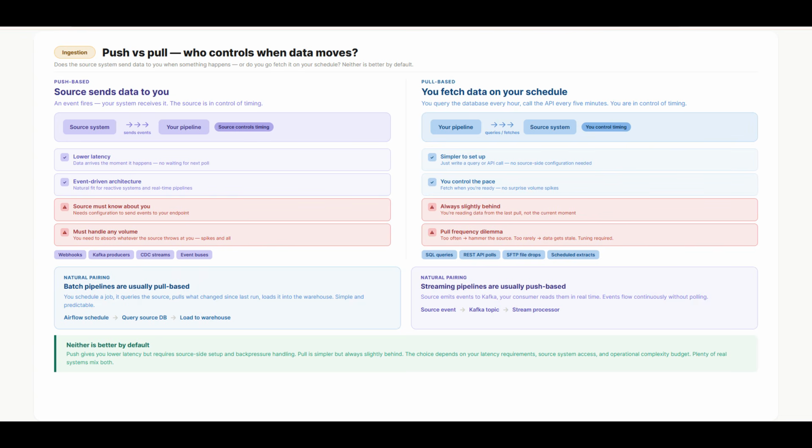But it means the source system needs to know about you, needs to be configured to send events to your endpoint, and you need to be able to handle whatever volume it throws at you. Pull is simpler to set up in a lot of cases. You just write a query, but you're always slightly behind. And if you pull too often, you risk hammering the source system. Pull too infrequently and your data gets stale. Finding that balance takes tuning. In practice, most batch pipelines are pull-based, most streaming pipelines are push-based, but there are plenty of exceptions.